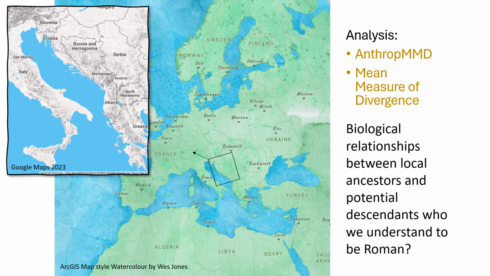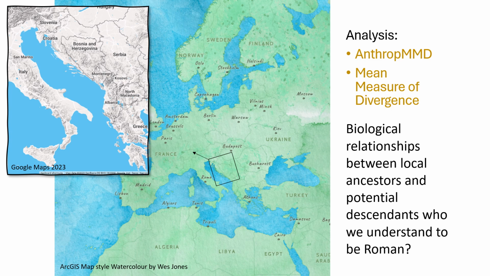My research focuses on the late Iron Age and Roman period in the Eastern Adriatic and hinterland of what is predominantly modern Croatia, which is where I collected my data. However, the peoples discussed extend beyond these borders. The initial hypothesis was to see if there were biological relationships between local ancestors and potential descendants who we understand to be Roman.